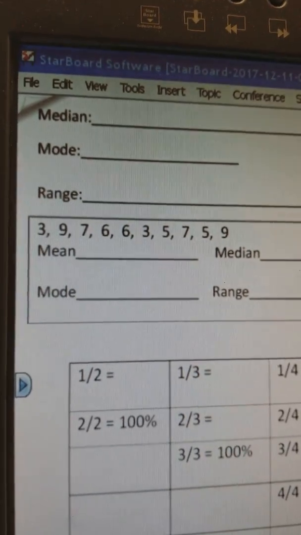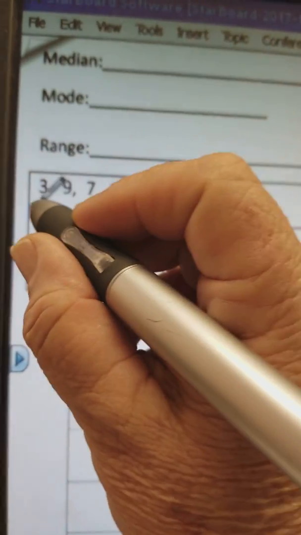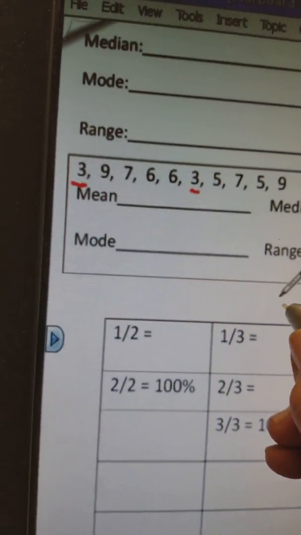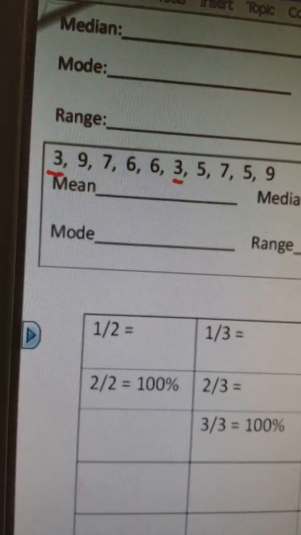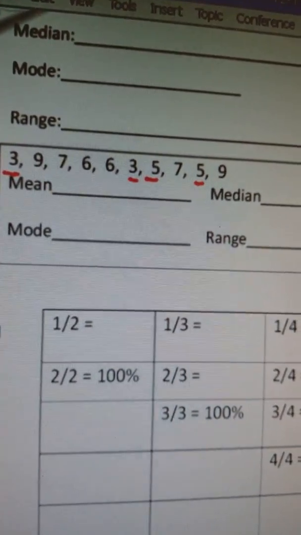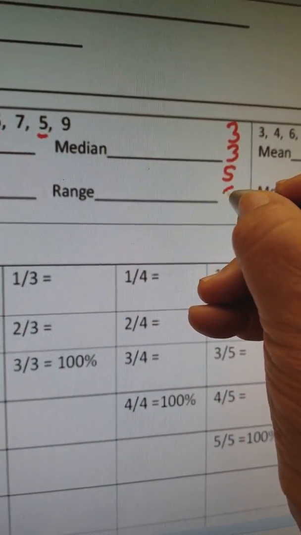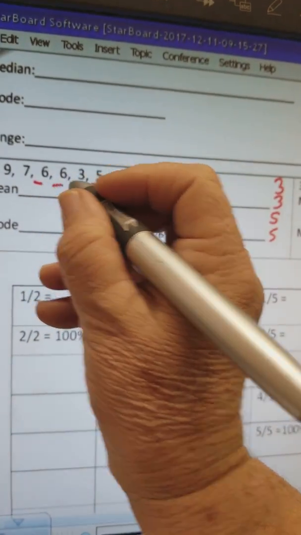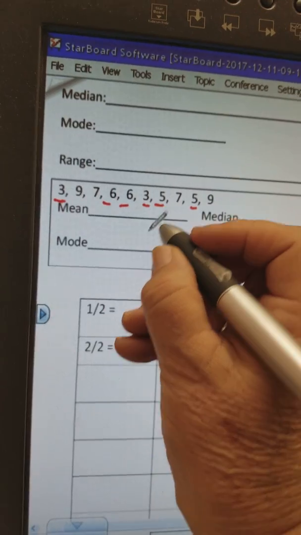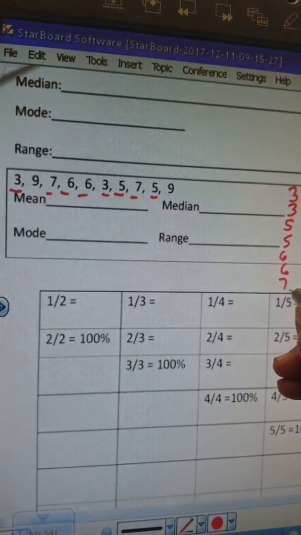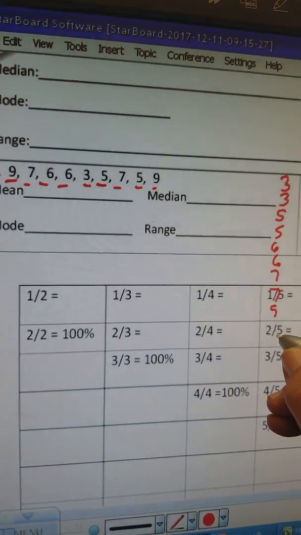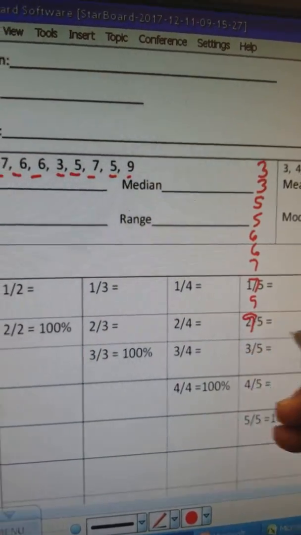First thing we need to do is to put the numbers in numerical order. I like to underline them so that I know which ones I'm using. So if I have a 3, my next numbers in order would be 5 and 5, and 6 and 6, and 7 and 7, and 9 and 9.